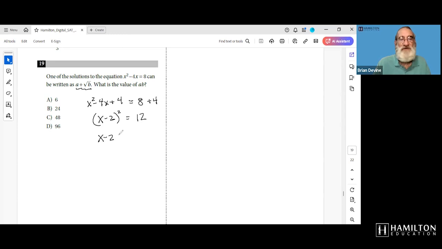So x minus 2 would have to equal plus or minus rad 12. And x would have to be 2 plus or minus, well, rad 12 is already in that form of A plus B rad B. So this must be A, and this must be B. I can just take the plus one. There's two of them. And 2 times 12 would be 24. So B is your answer.